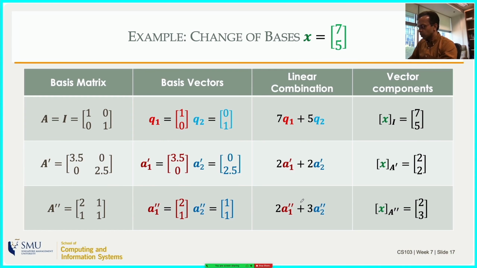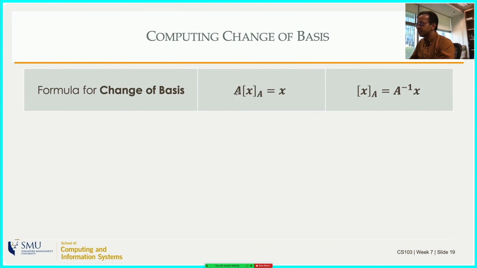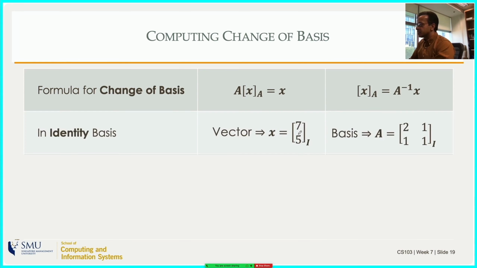Let's try to do the third one once more, but I'll drop the double prime superscript so that it's easier to write. The formula for change of basis is that the linear combination of the columns of A with the new components in the new basis should give me the original vector, which means the components in the new basis are equal to the inverse of the basis matrix times the original vector. And X sub A, the components of x in the basis of A, those are the only unknowns we can solve.